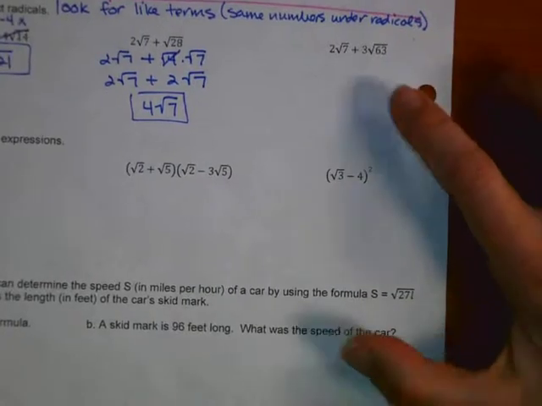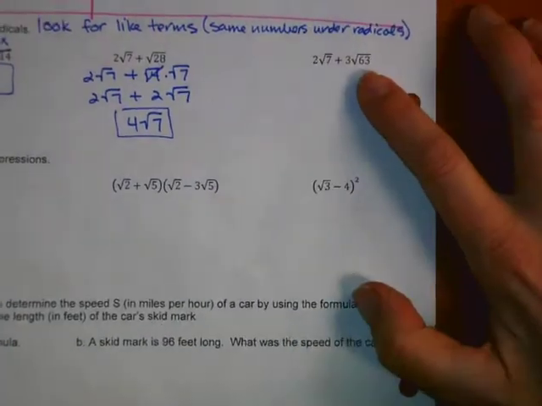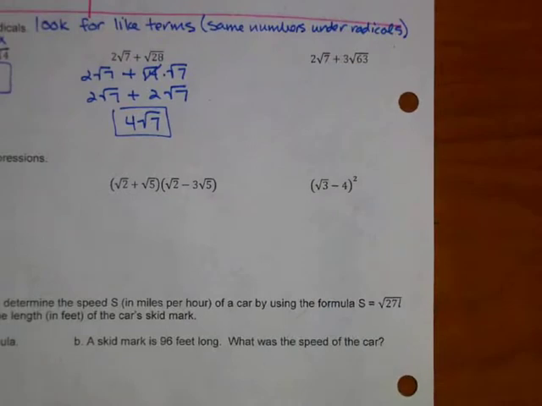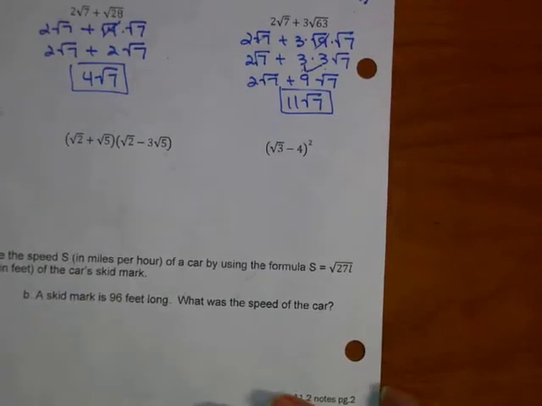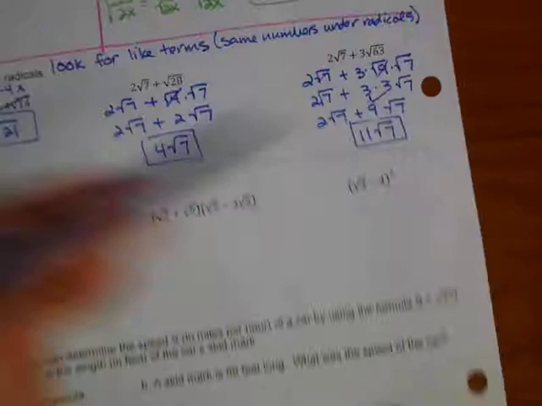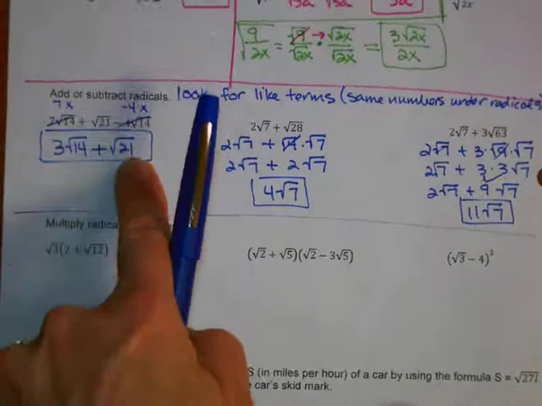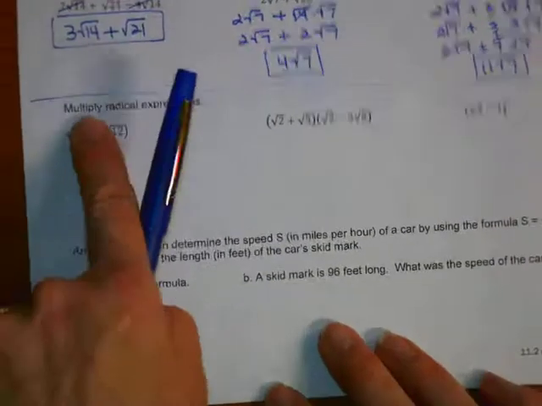Same thing here. You try this one on your own. Same idea as we just did. It's not too bad. Okay, so that's add or subtract radicals. So you're going to have to do some rationalizing, you're going to have to do some adding or subtracting, and look what's next.